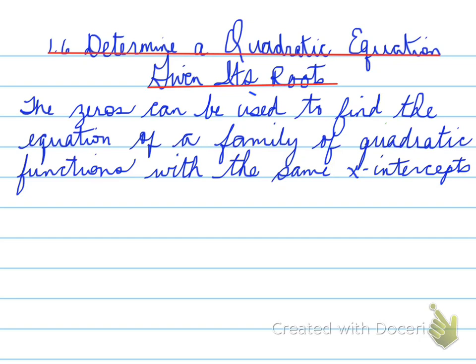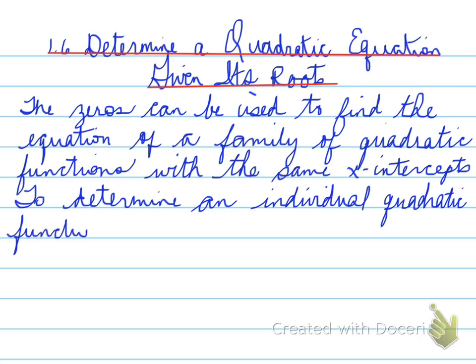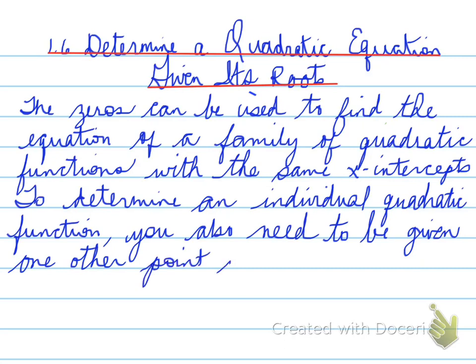Now, if we want a specific equation, we need another point on that quadratic to determine a specific equation that matches that particular quadratic. So one more time. The zeros can be used to find the equation of a family of quadratic functions with the same x-intercepts. When we're talking about a family, they could be opening up, they could be opening down. It could be a very thin parabola or a very shallow and wide parabola. But the idea is that this is all a family because they share the same x-intercepts.